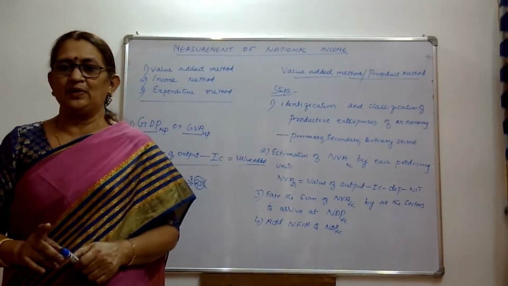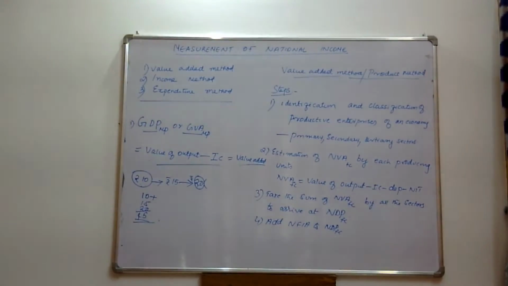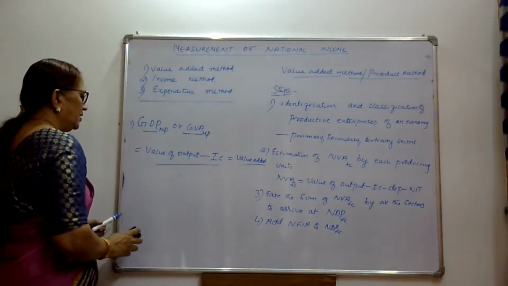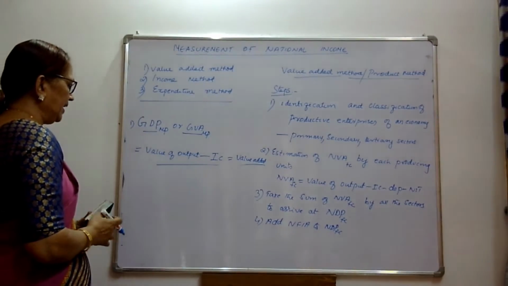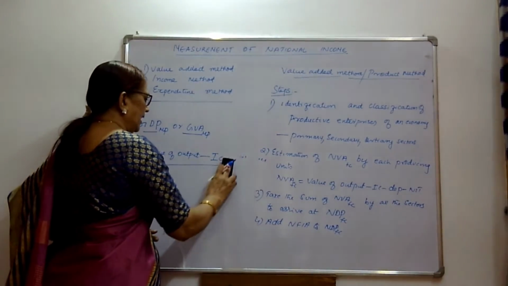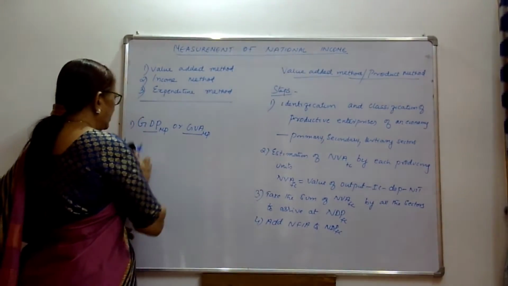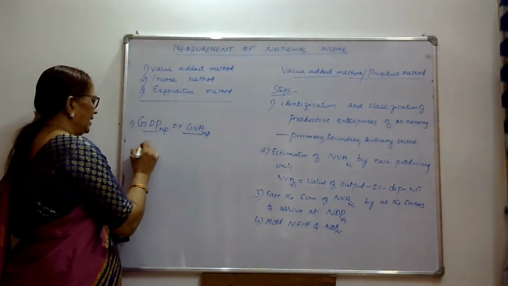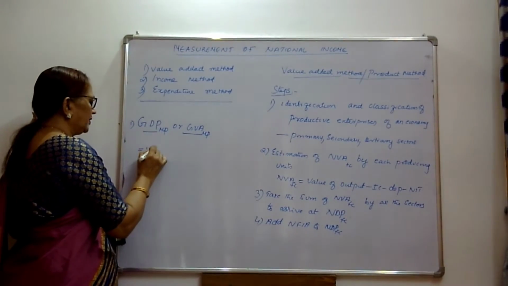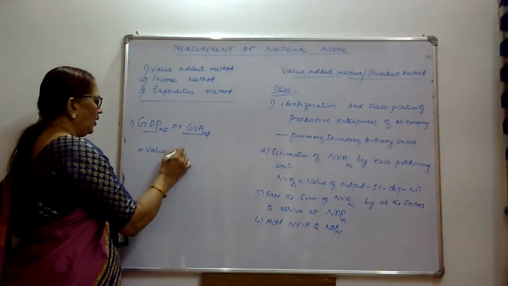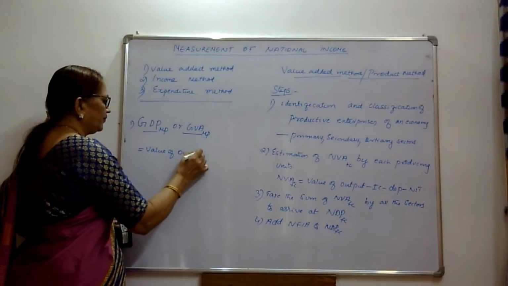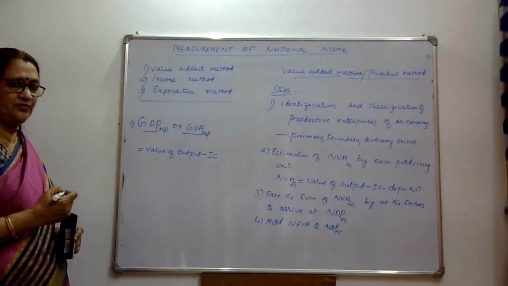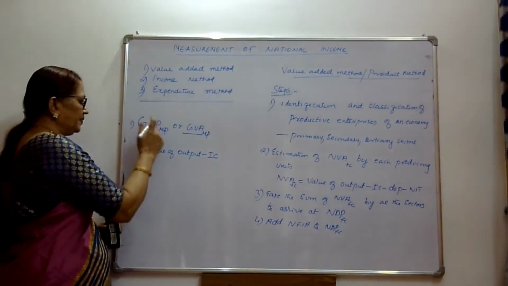Okay. So while calculating national income, we are taking only the value of the final product. So value of output minus intermediate consumption is equal to value added. So GDP at market price, or gross value added at market price, is equal to value of output minus intermediate consumption. We get GDP at market price.